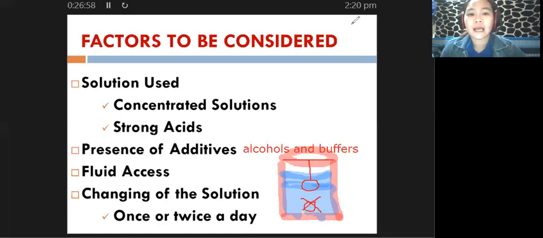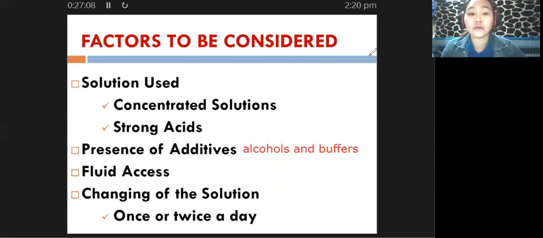Another important factor that you have to consider would be the changing of your solution. It has to be changed once or twice a day. This actually depends upon the type of decalcifying agent that you are going to use. For acid decalcifying solutions, the solution has to be changed once or twice a day.